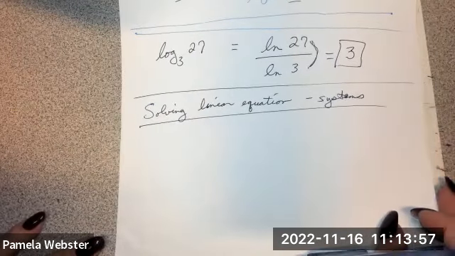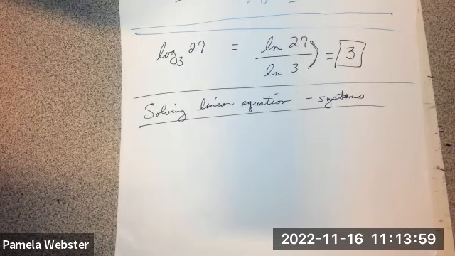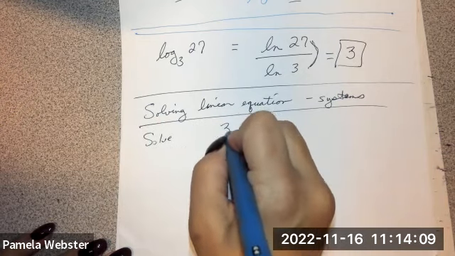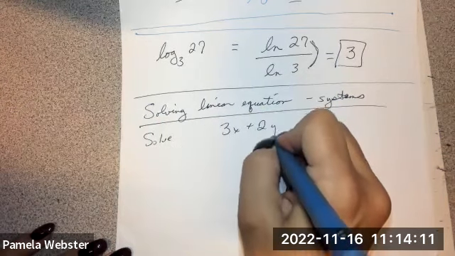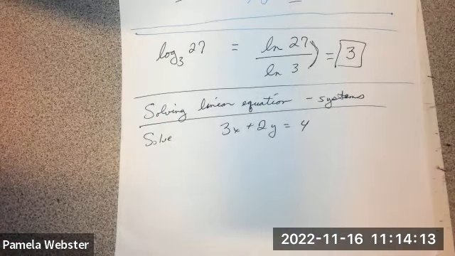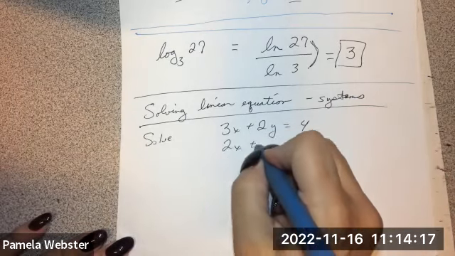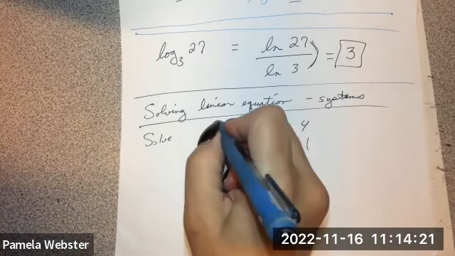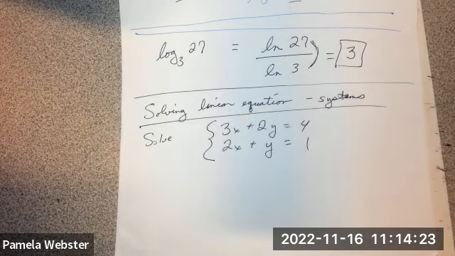Then hopefully you saw some stuff on those videos and you were able to follow it. It looks something like this. We're going to solve 3x plus 2y equals 4 and 2x plus y equals 1. Okay, that's my system.